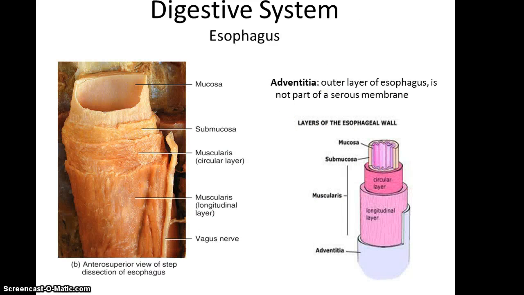So, the esophagus. The esophagus looks and is named exactly like I just said, except the outermost layer of the esophagus is called the adventitia, because the esophagus is in the thoracic cavity and is not part of any serous membrane. The peritoneum, after all, is only in the abdominal cavity.